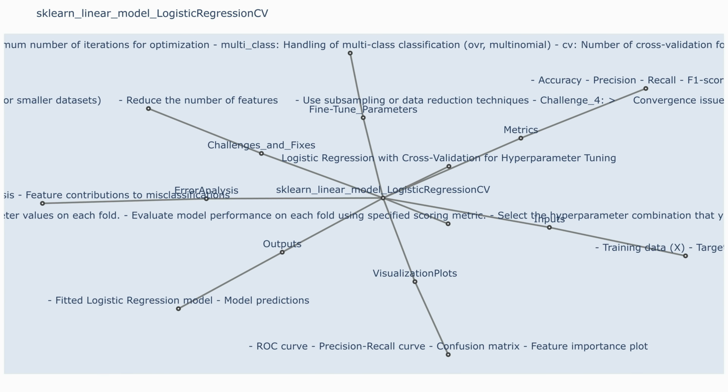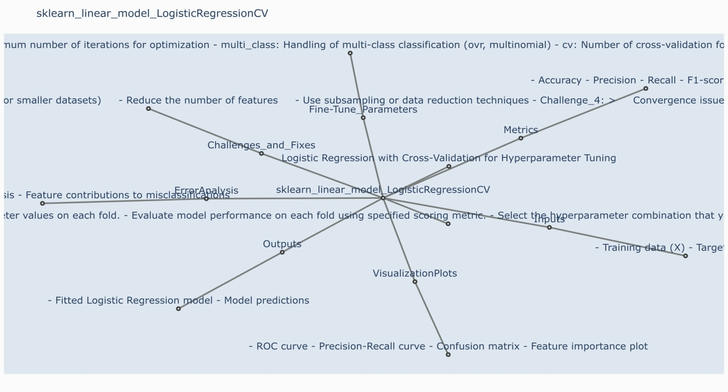sklearn.linear_model.LogisticRegressionCV. Description: LogisticRegressionCV implements logistic regression with L1 and/or L2 regularization. It searches for the optimal regularization parameter C using cross-validation. This class is a wrapper around logistic regression that performs cross-validation to find the optimal C parameter.